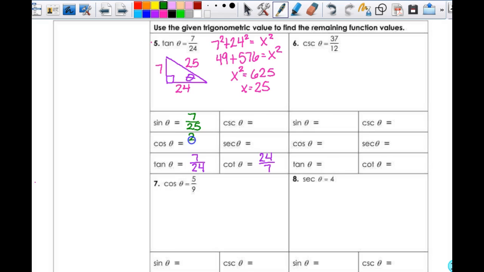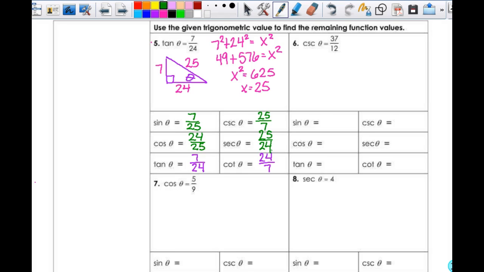24 over 25, because that's adjacent over hypotenuse. Cosecant is the reciprocal of sine, so that's 25 over 7. And secant would be 25 over 24. Okay. Everybody good with all that?